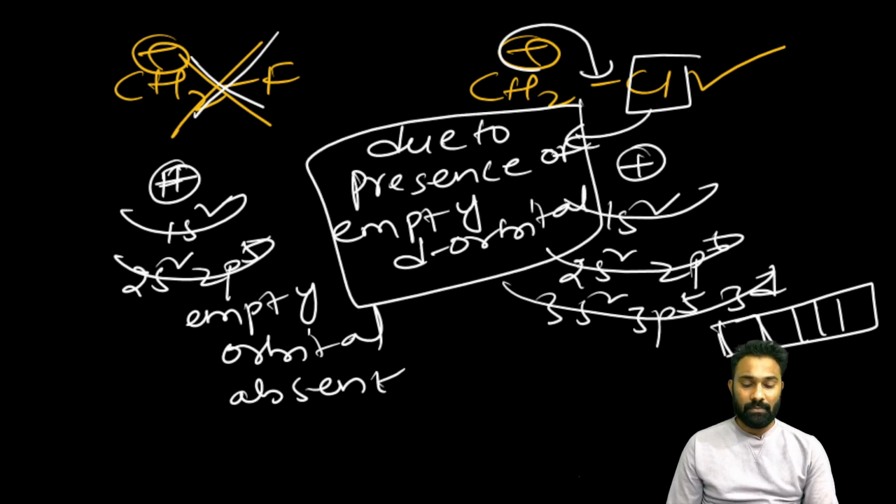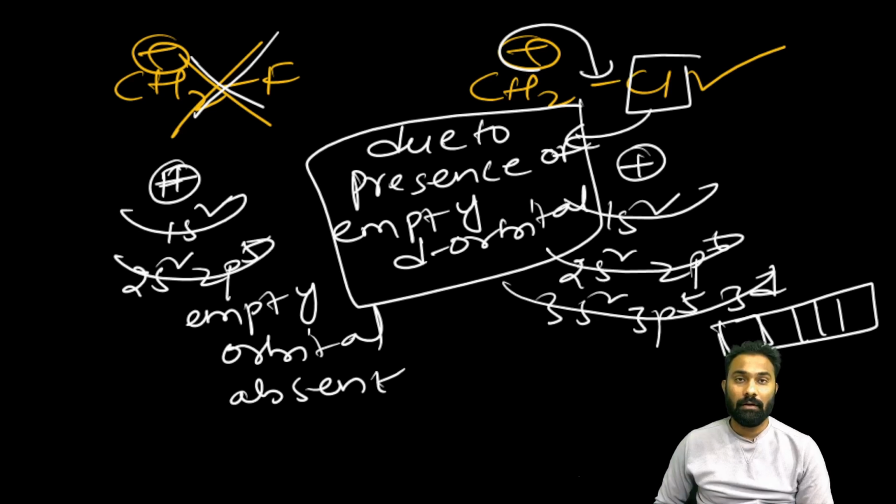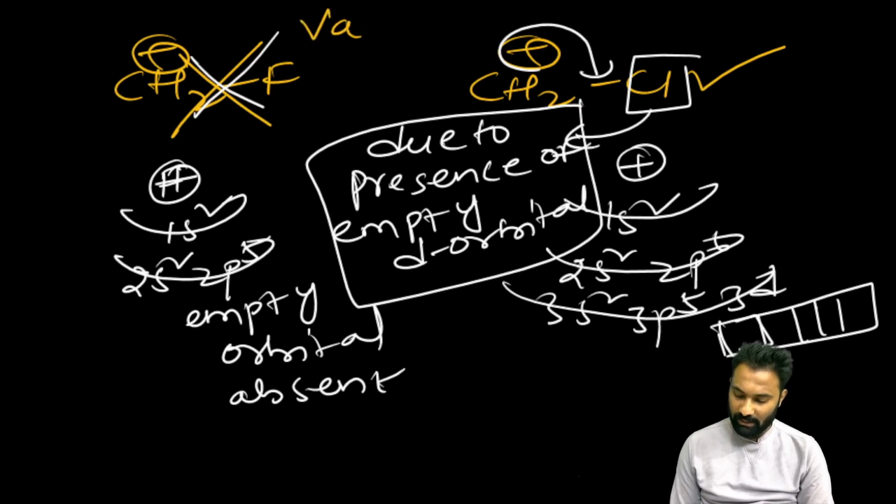Clear? Done? Now next, the next type of conjugation that we are going to see is for the benzene. Clear? For the benzene. Next. Already we have seen this vacant orbital conjugation. This is a vacant orbital conjugation.